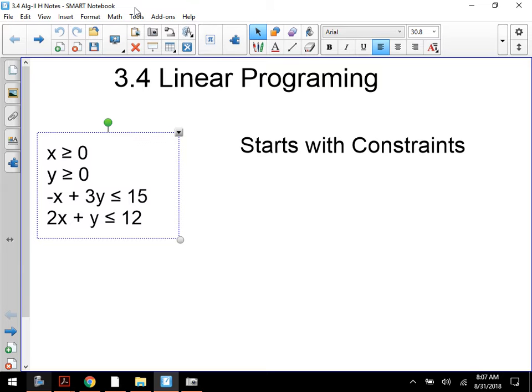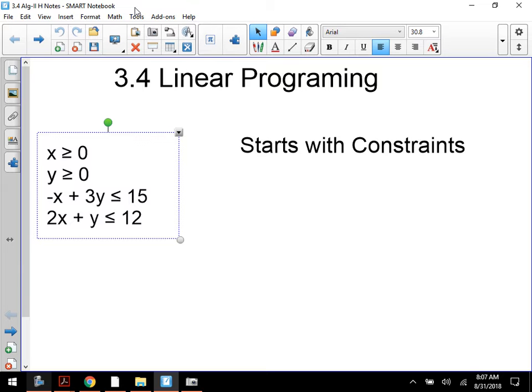So if I start with this one, yesterday we did a little bit of a shortcut. What's my shortcut with those first two constraints? Do you remember? It's only first quadrant. Very good. Now I know that it's going to be bound by the first quadrant, but look at my third equation there, or inequality. What's going to be my x-intercept? It's going to be negative.